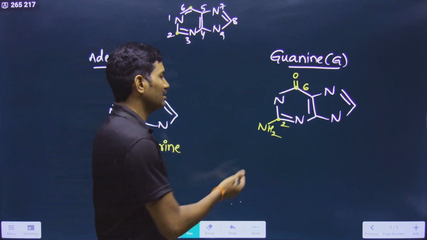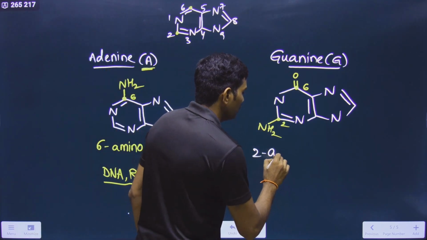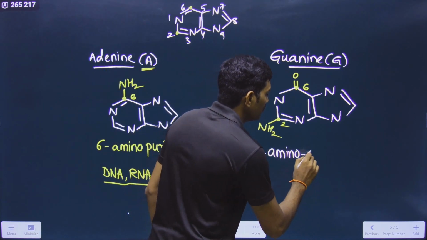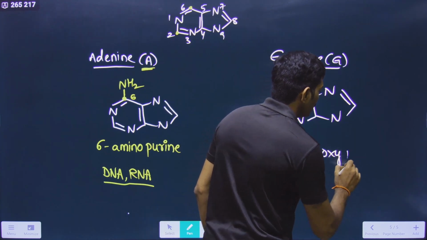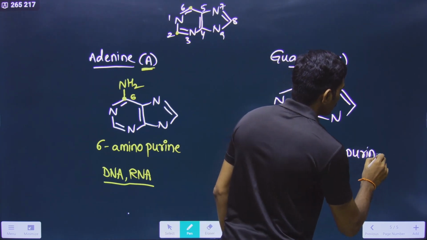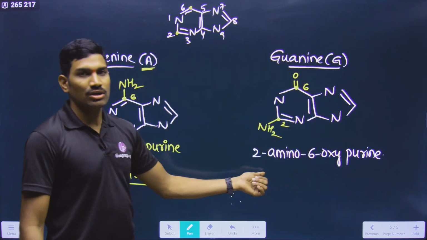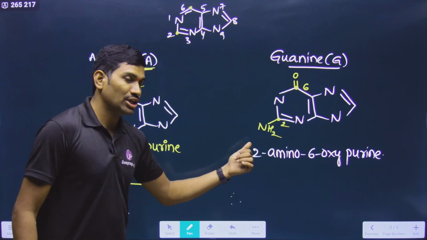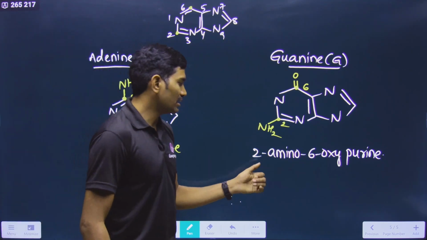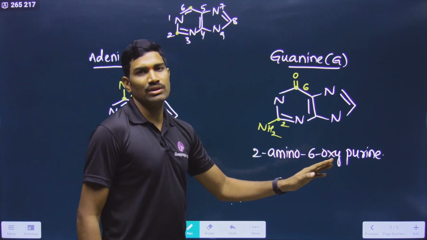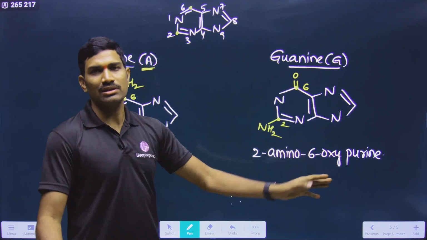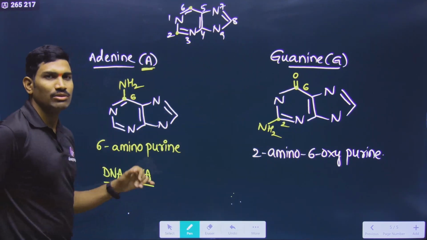So how are we writing this one? It is 2 amino 6 oxy purine. Please remember, this is not IUPAC nomenclature. So don't worry, anyhow you can write 2 amino 6 oxy purine. That's it. This is what about adenine and guanine.